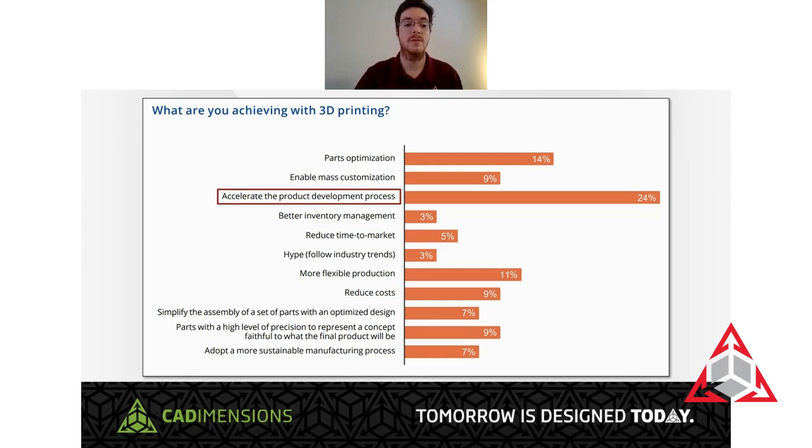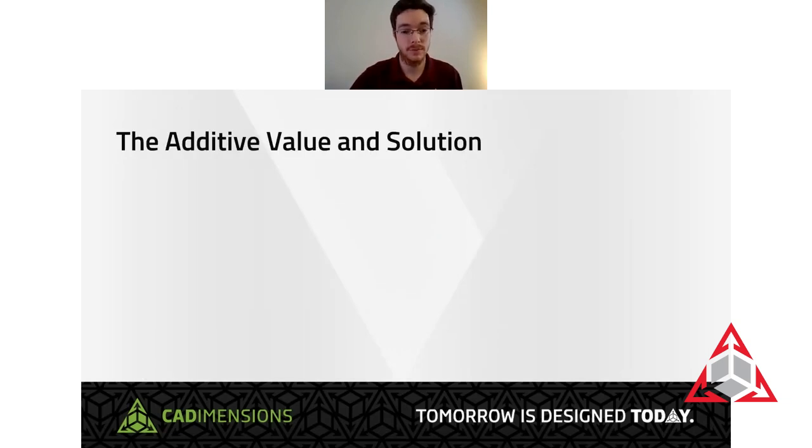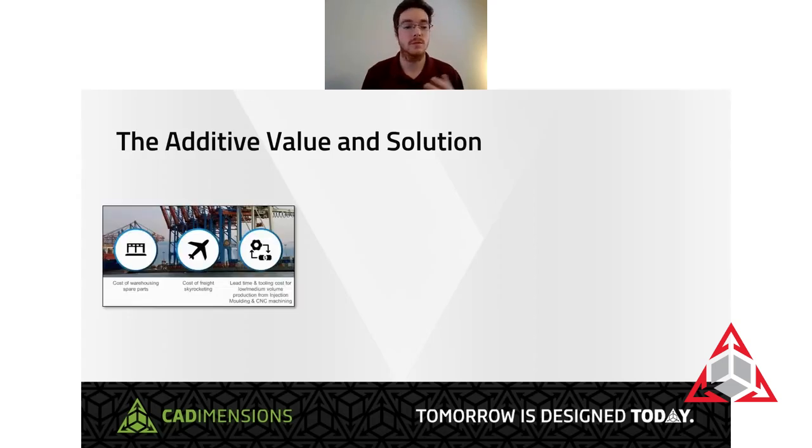Next, we'll talk about the additive value and solution. So before you can have a solution, you need a problem. So we'll talk about a couple of problems that we see in the industry, whether it's the cost of warehousing spare parts, the cost of freight, or lead time and tooling costs.